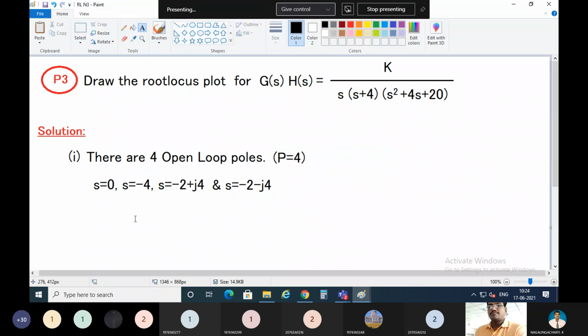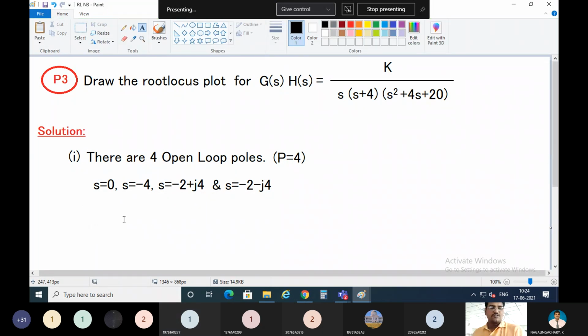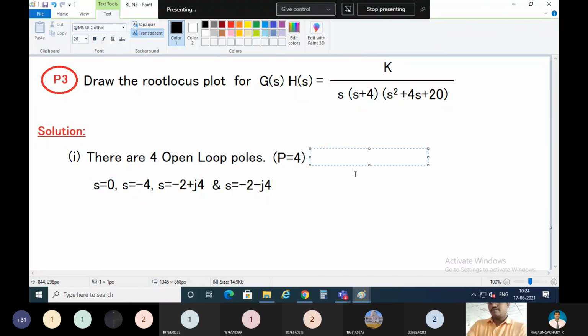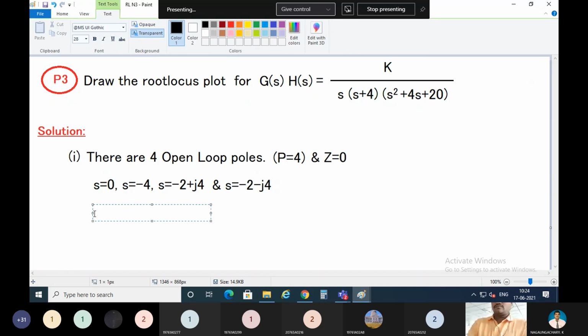And how many open loop zeros? The open loop zeros are 0. So P equal to 4 and Z equal to 0. So how many root locus branches? What is the condition you are getting? No need of writing, just write the condition: P greater than Z.